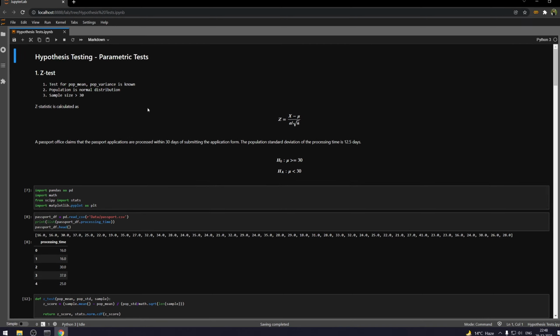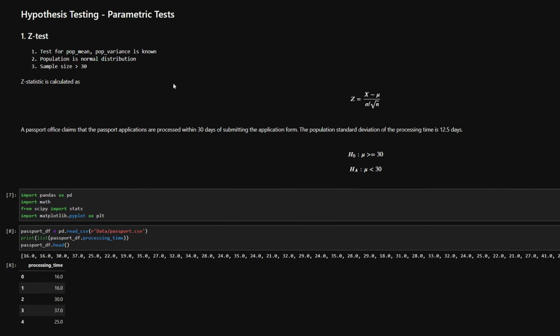So first of all, we have the z-test. The z-test is basically a hypothesis test for population mean, where the population variance is known. The population from which the sample is extracted is a normal distribution, and the sample size that we have is greater than 30. So basically, most of the parametric tests are used when the sample size that we have is greater than 30 and the distribution is normal, probably in most of the cases. And the z-statistic is calculated using this formula given up here. So here x is the sample mean, mu is the population mean, sigma is the population standard deviation, and n is the sample size that we have.